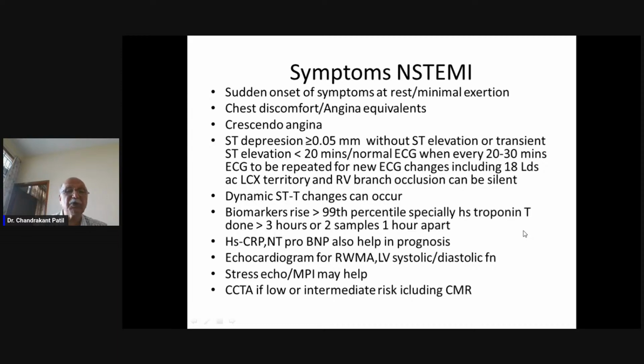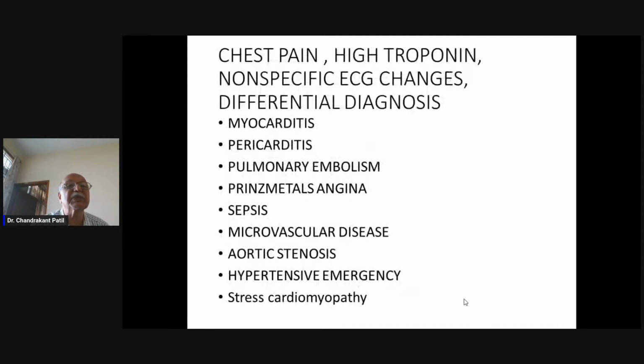If you see the echocardiogram, sometimes a regional wall motion abnormality may be seen. Rarely, even systolic or diastolic dysfunction can be observed. And of course, if everything appears fine, they can undergo a stress echo, or myocardial perfusion imaging may also help. CCTA, if there is low or intermediate risk, that means computerized coronary CT angiogram, also can be taken. Rarely even CMR also helps in the diagnosis.